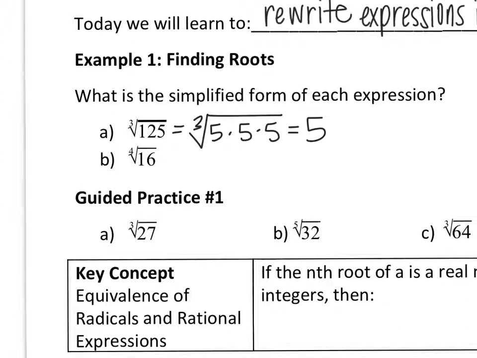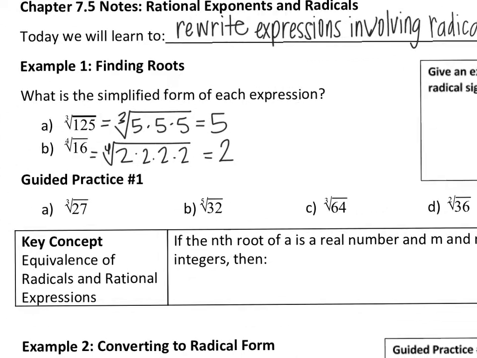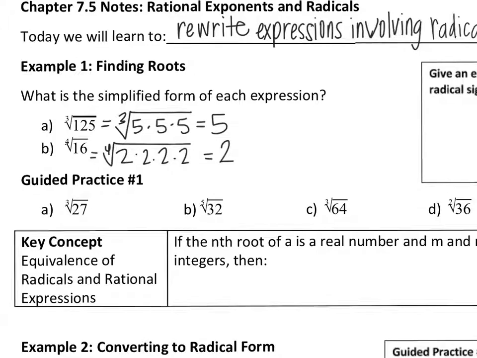You can also do it with rational exponents, and you can put it in your calculator if you want to. Okay, the fourth root of 16, that's going to be 2 times 2 times 2 times 2, so the fourth root of 16 is 2. All right, you guys work on your guided practice A, B, C, and D, and I'll give you the answers in just a second. All right, the answer to A is going to be 3. The answer to B is 2, the answer to C is 4, and the answer to D is 6.